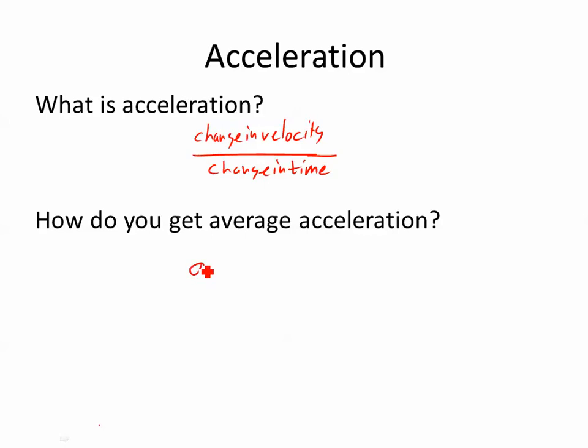All right, how do we get average acceleration? Well, very similar to the way that we did the average velocity. So average acceleration would be the change in velocity over the change in time. Again, where we have a finite change. So we're looking at that change from time 1 to time 2.